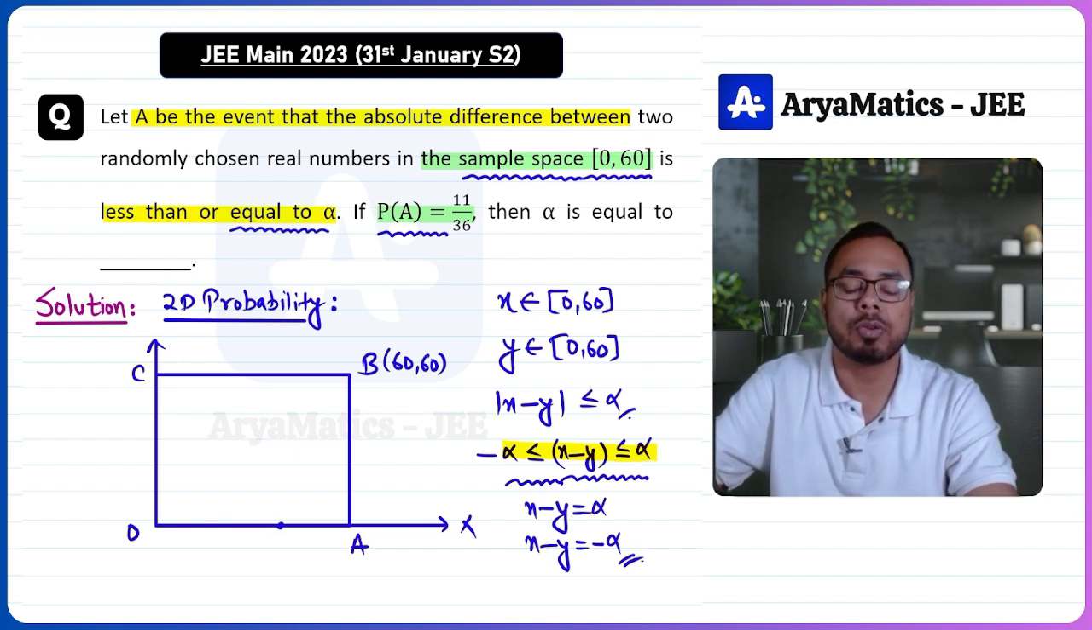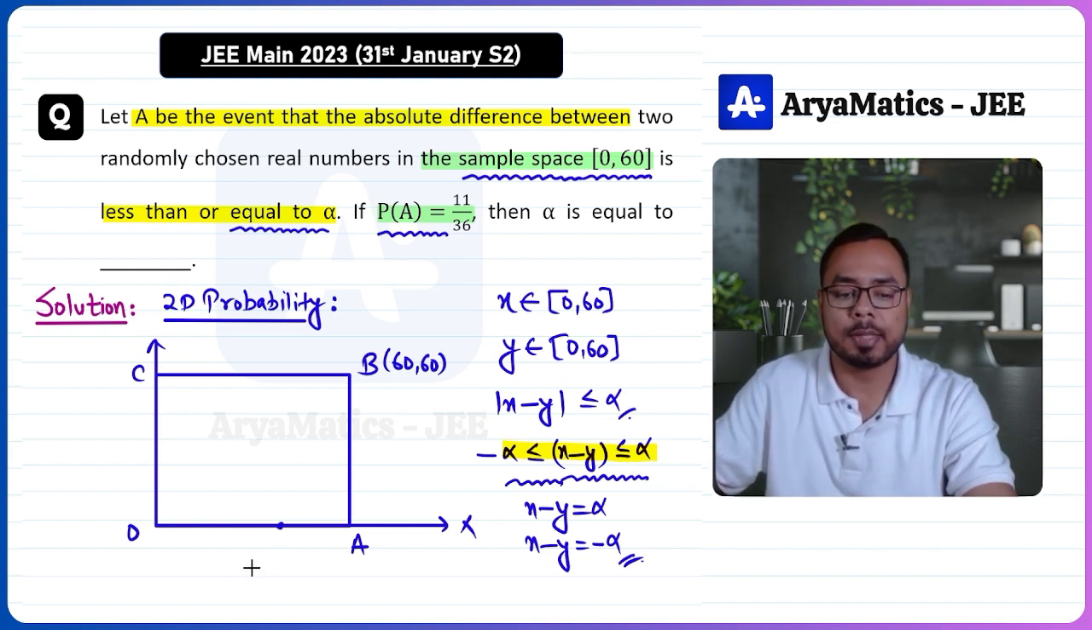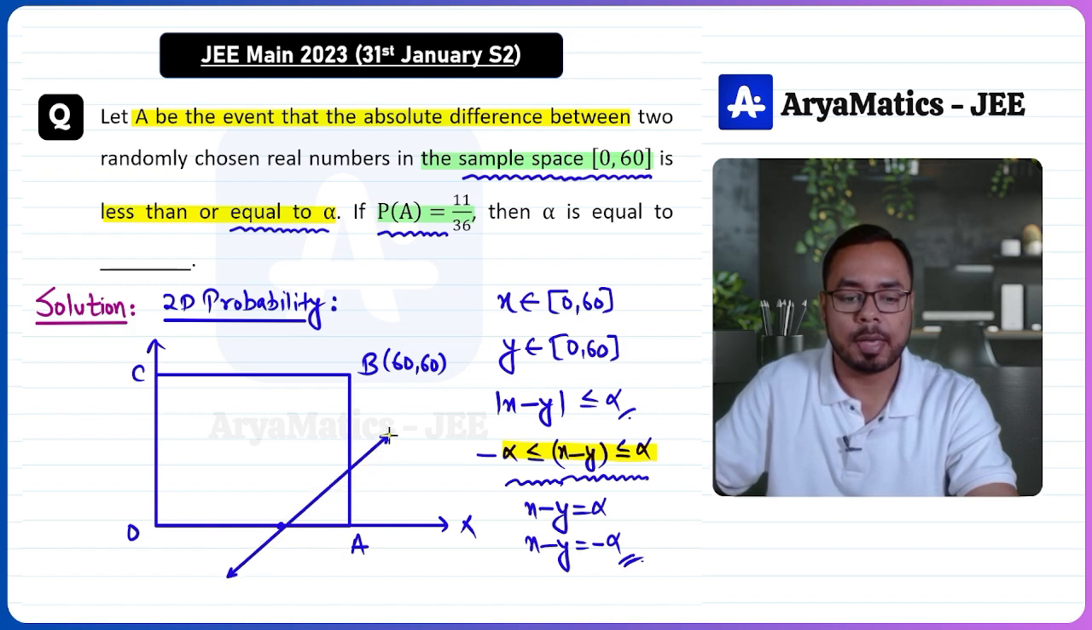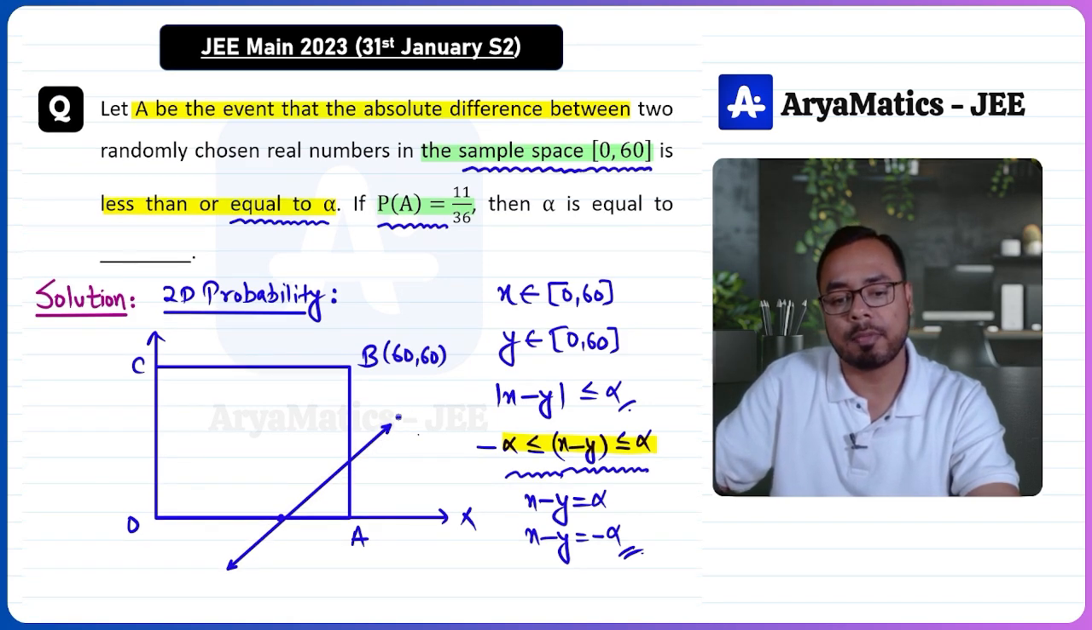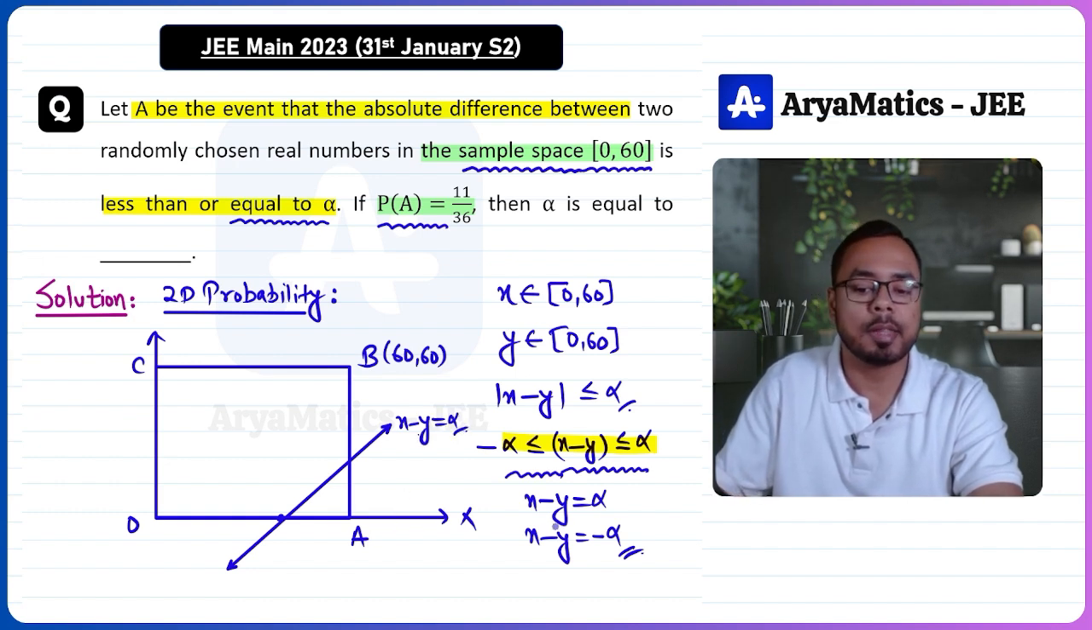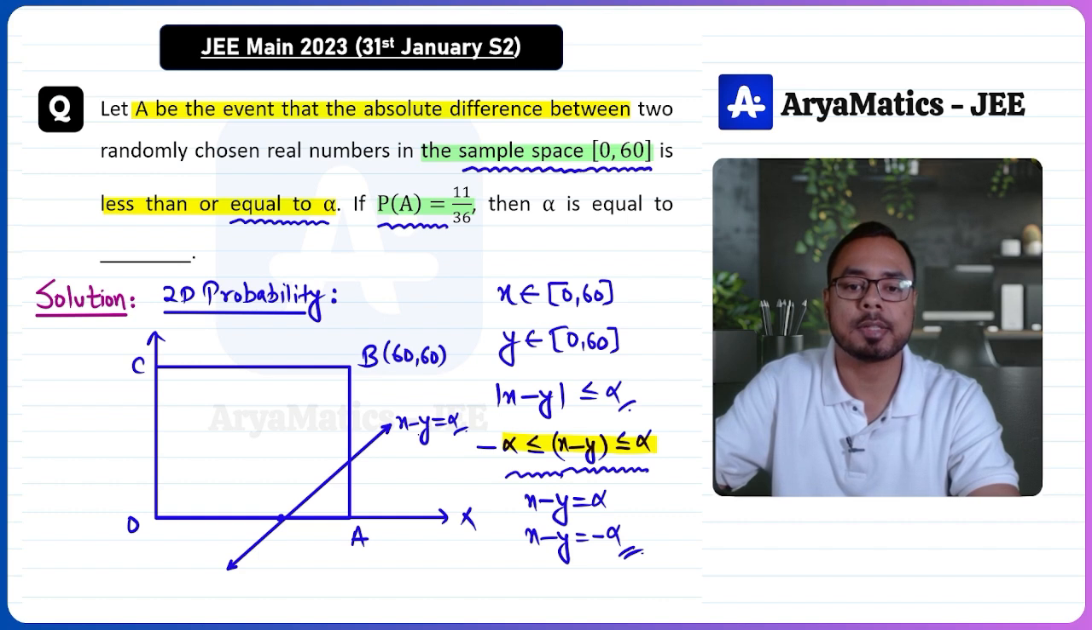And the line is having slope 1. So basically this will be the line x minus y equals alpha, right? This is the line x minus y equals alpha. And the other line, x minus y equals minus alpha, will be a line parallel to this one.